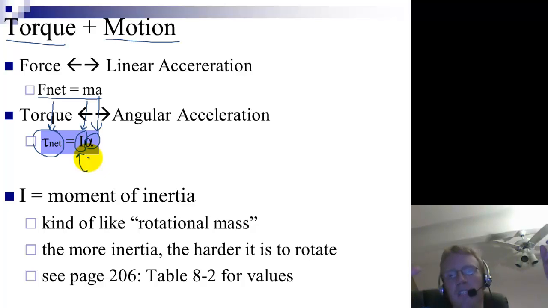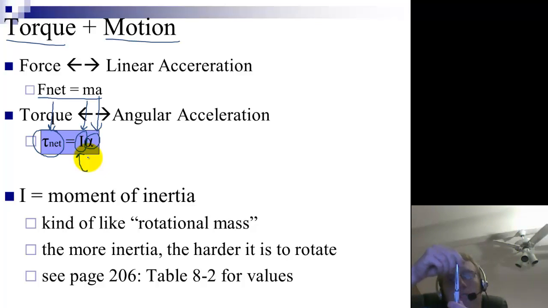So there's a couple of things that go into the moment of inertia for an object. It certainly depends on the mass. The heavier it is, the harder it is to rotate. But it also depends on the shape of the object. Some things are easier to get rotating than others, and it depends on how far the mass is from the axis of rotation. So if the mass is clustered near the center, it's going to be a lot easier to get it spinning. Here's an example.